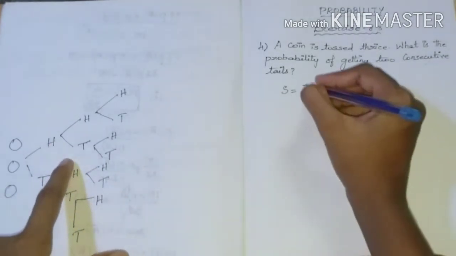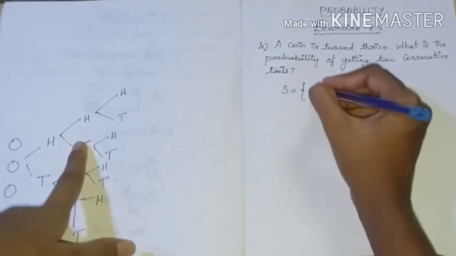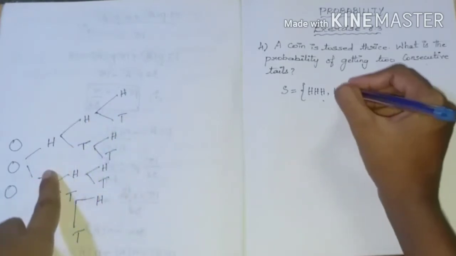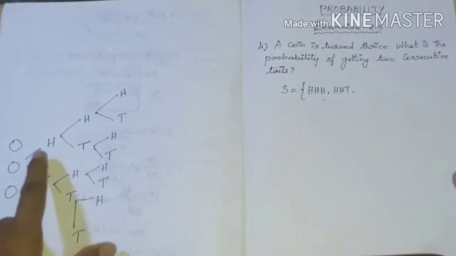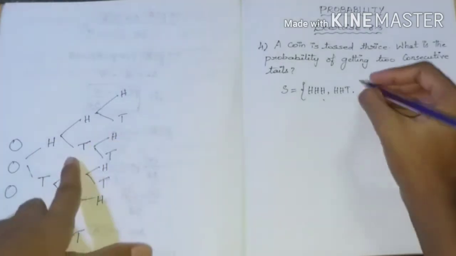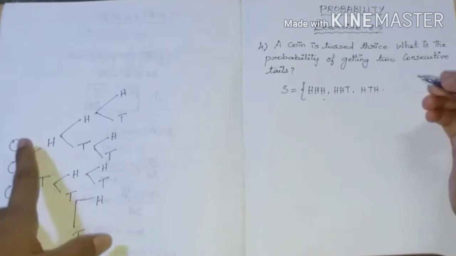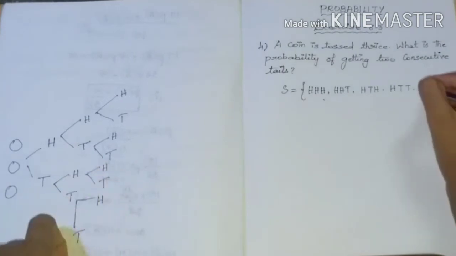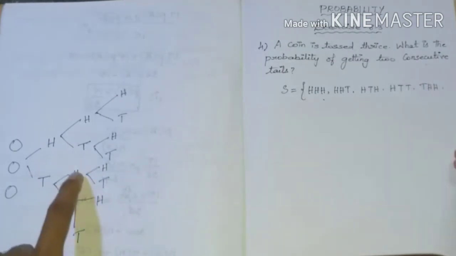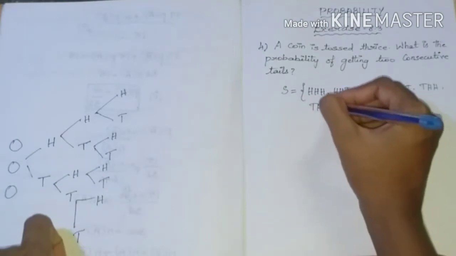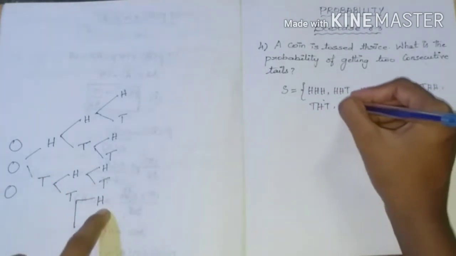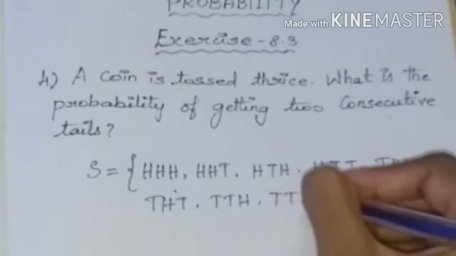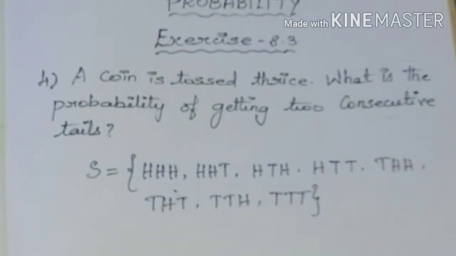So, first, HHH. Next one, HHT. Next, HTH. Next, HTT. Then, THH. THT. TTH. Last one, TTT. Friends, this is the sample space for the 3 coin toss.